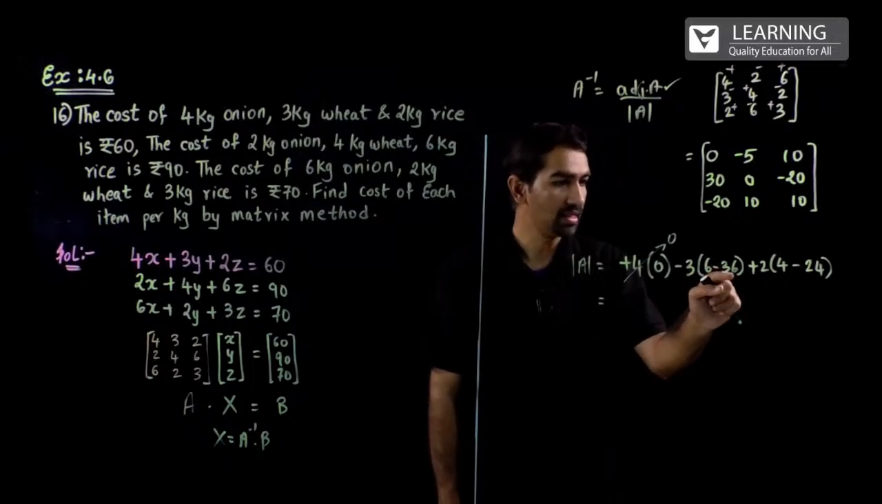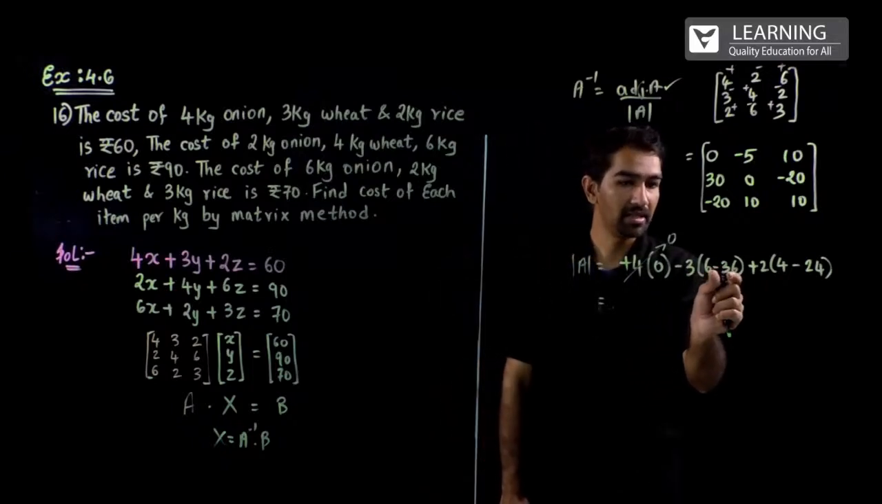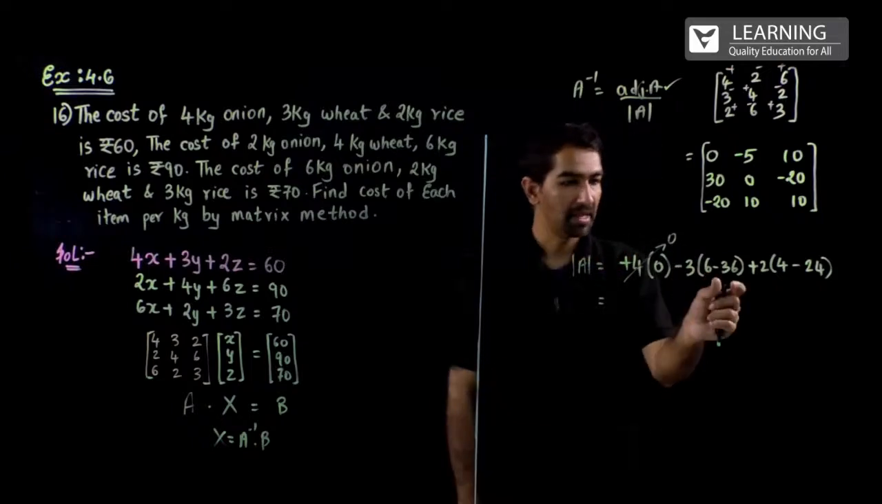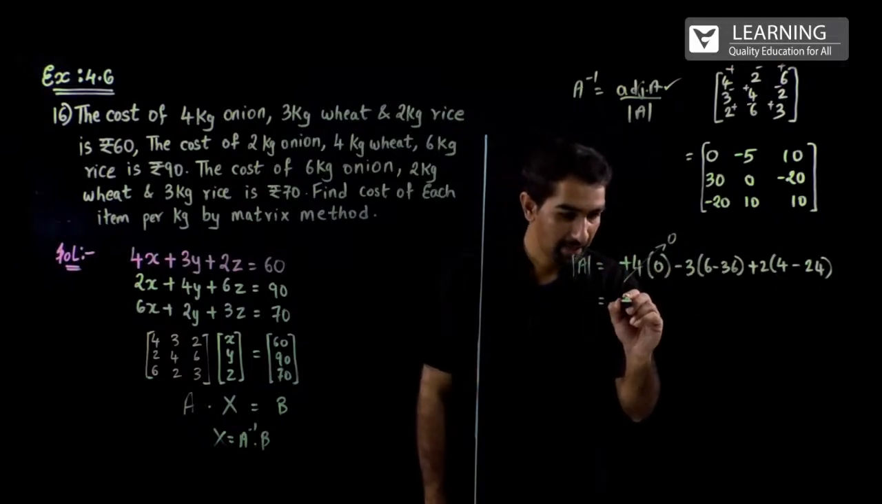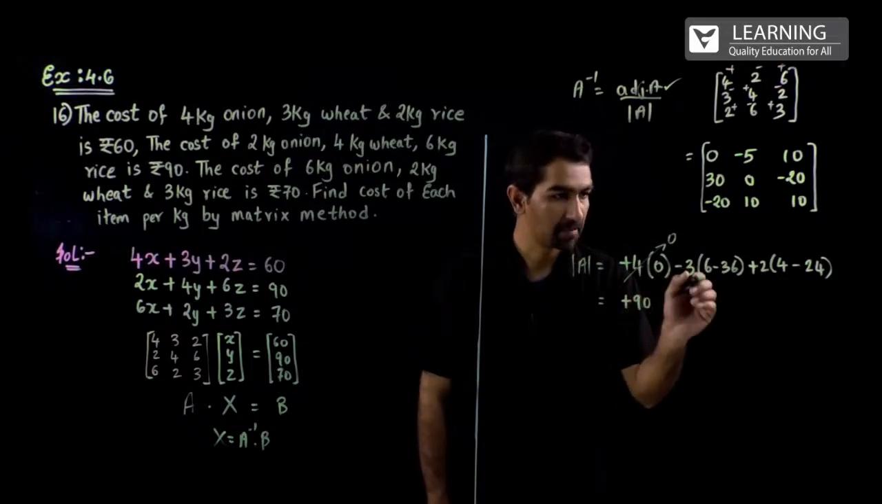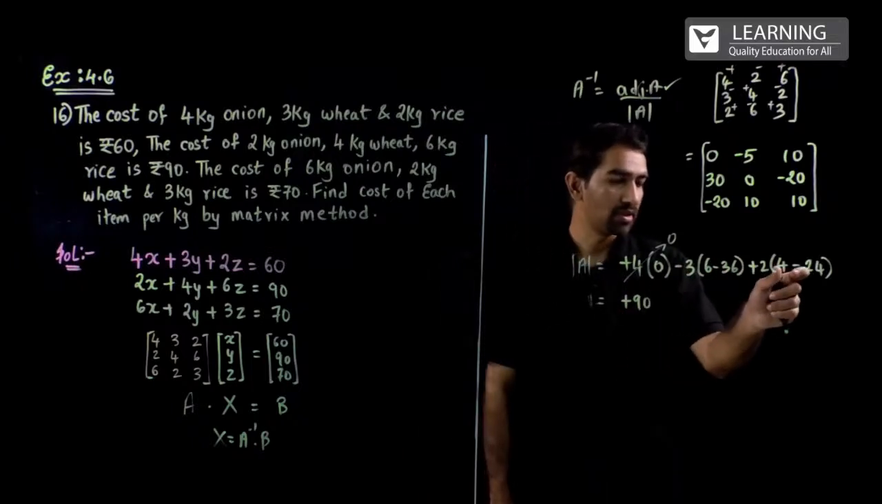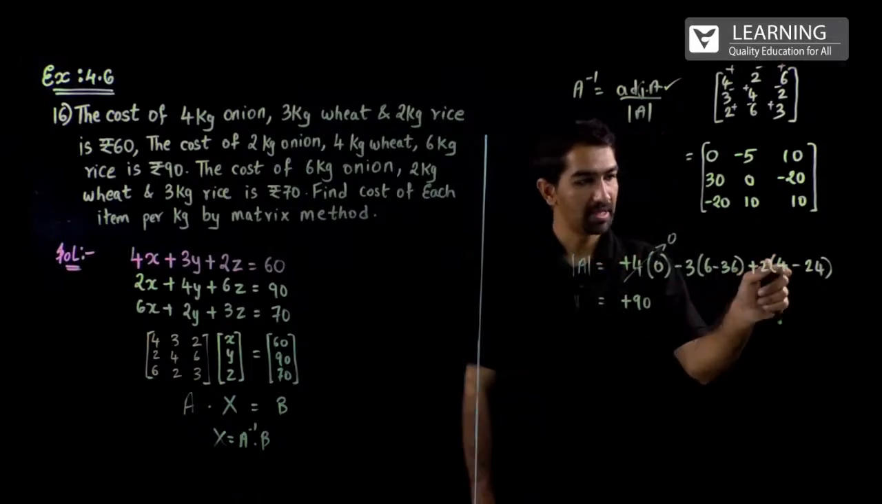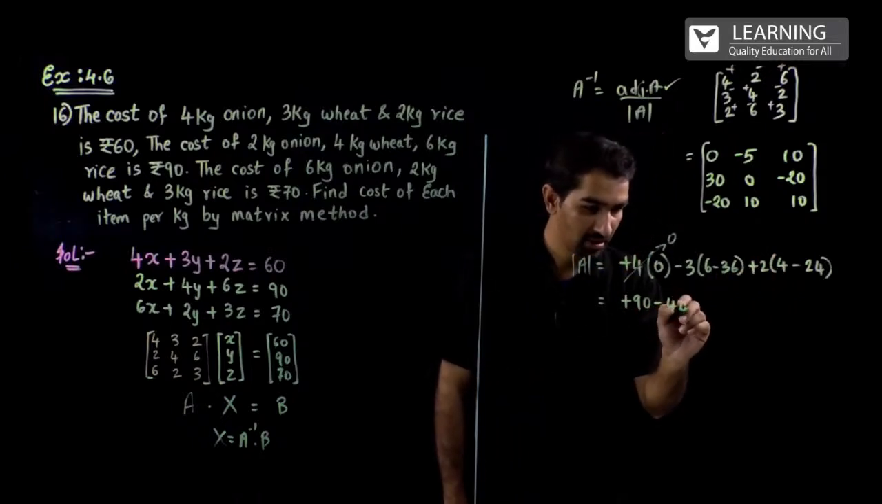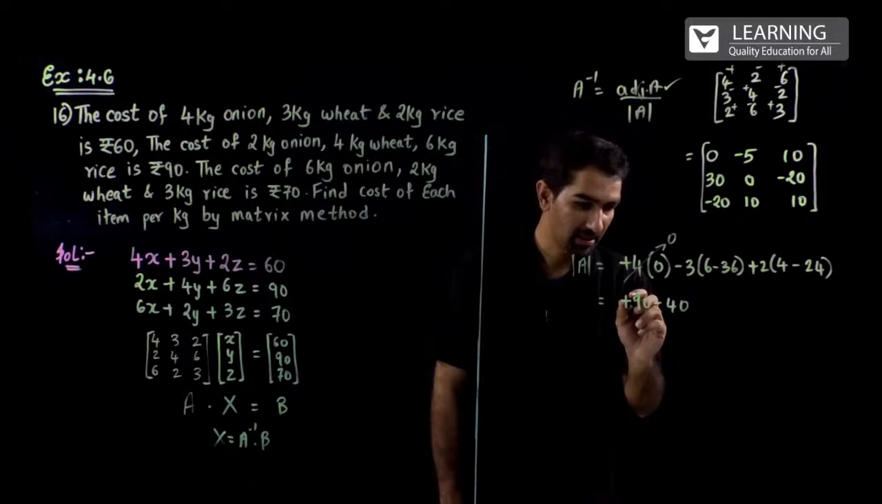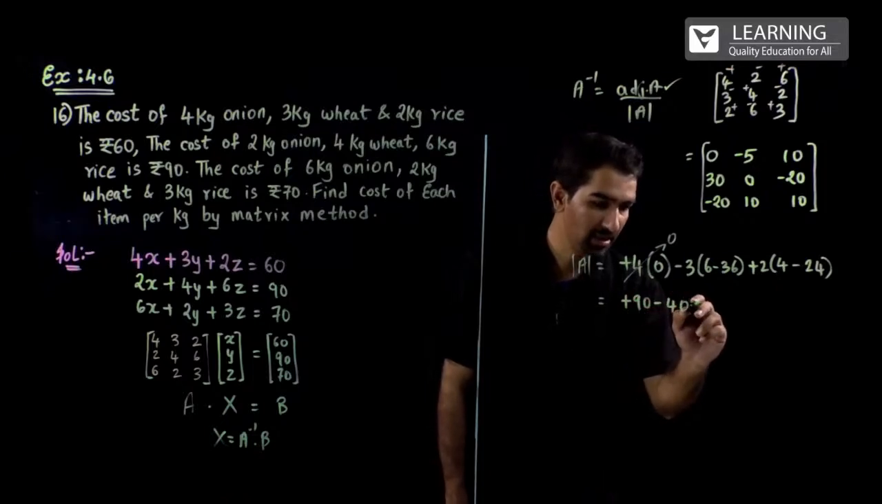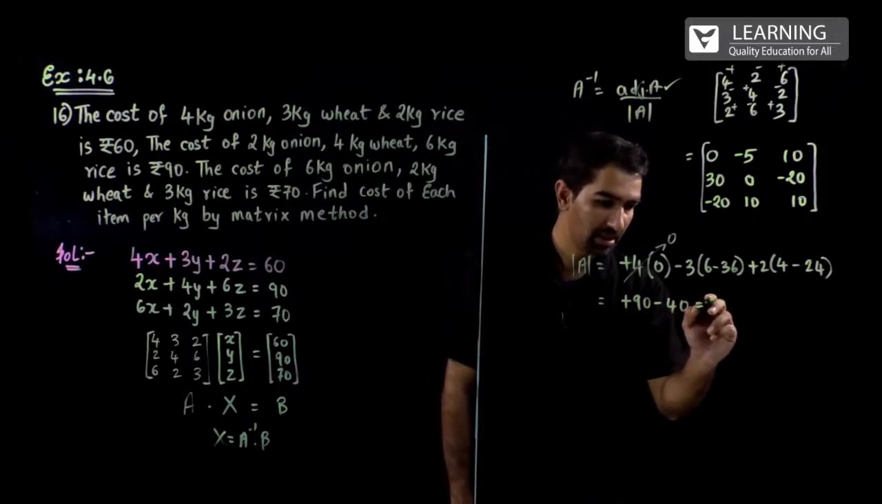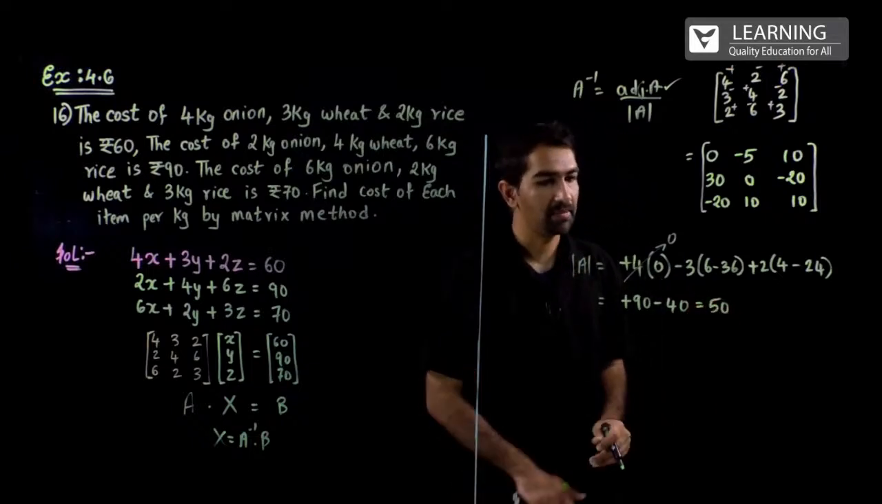So minus 30, this is minus 30 into minus 3. Minus 30 into minus 3 is plus 90, correct? Minus into minus is plus, 30 into 3 is 90. So this is becoming minus 20 into 2. Minus 20 into 2 is minus 40. So here we'll be getting how much? Plus 90 minus 40, this will be equal to 90 minus 40 is 50.